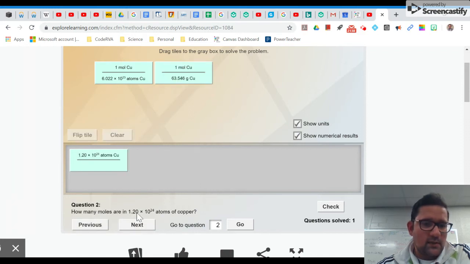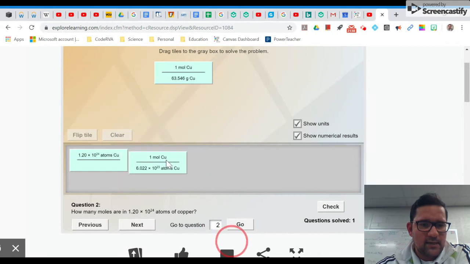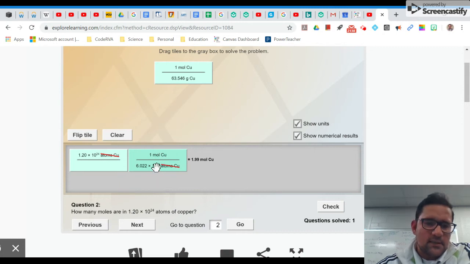How many moles are in 1.2 times 10 to the 24 atoms of copper? They're giving me 1.2 times 10 to the 24 atoms of copper, and they're asking me to switch it to moles. So now I'm going from atoms to moles. I'm going to grab this tile right here and use Avogadro's number. 1 mole of copper has 6.022 times 10 to the 23 atoms of copper. So atoms cancels with atoms, and I'm left with moles.